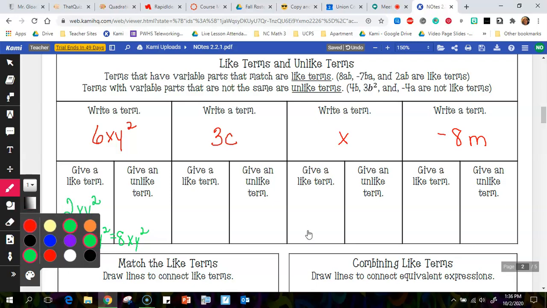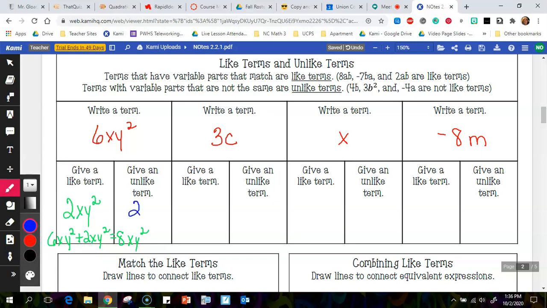What's an unlike term? Let's do our unlike term in blue. 2xy would be an unlike term. We would not be able to add those two together. They're not like terms because the y doesn't have the exponent 2 on it.